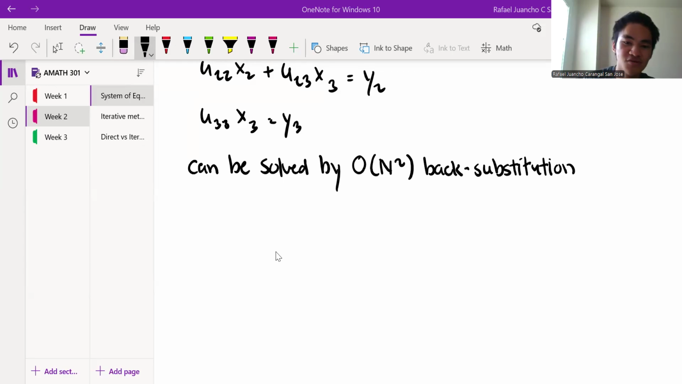And so the idea is, you should always use LU decomposition if possible. Otherwise, you're doing far more work than necessary in achieving a solution, right?